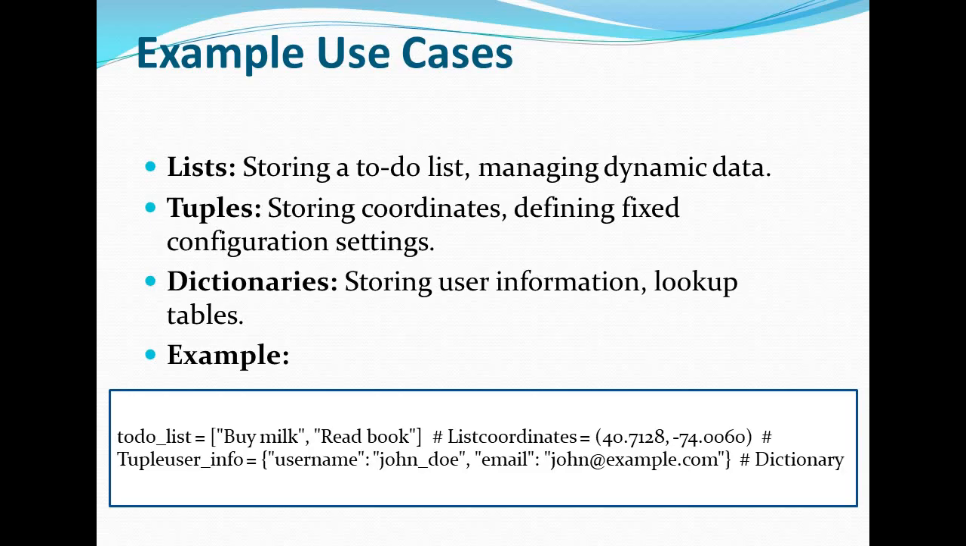In the example, there is a to-do list, a list of items will be displayed. Then list coordinates will have tuple values declared in parentheses. Then the user information will store dictionary values in curly braces, using the key and value method.